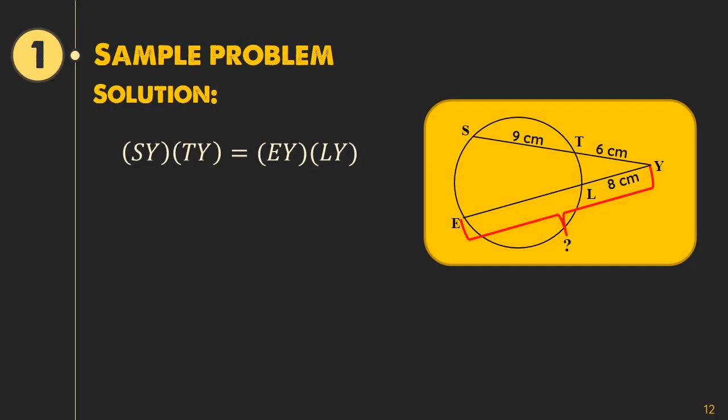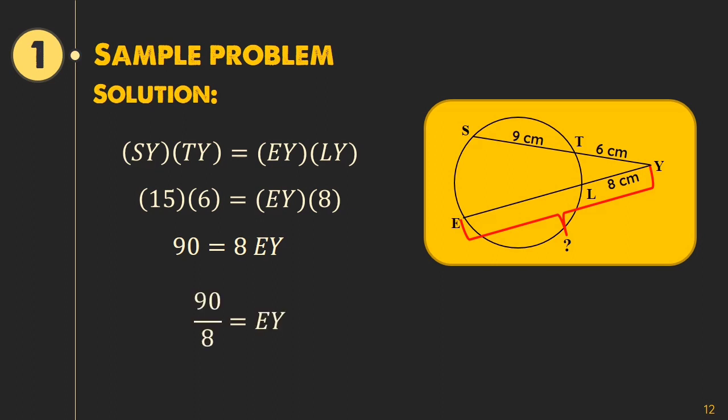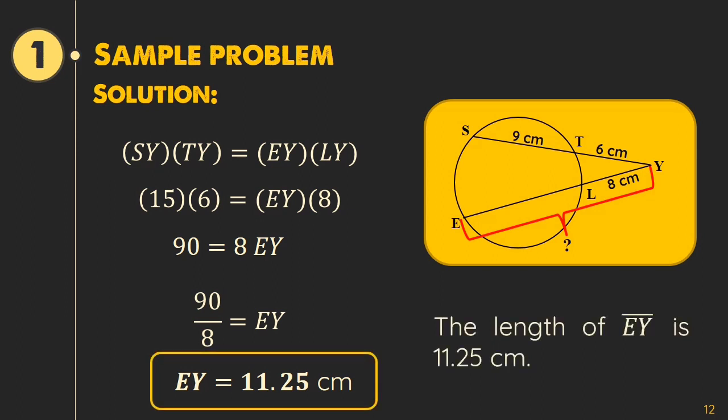To solve for the length of segment EY, we will substitute all the given values into our working equation. Next, simplifying, we have 90 is equal to 8 times EY. And further solving for the length of segment EY, we will divide 90 by 8, which will give us EY is equal to 11.25 centimeters. Therefore, the length of segment EY is 11.25 centimeters.